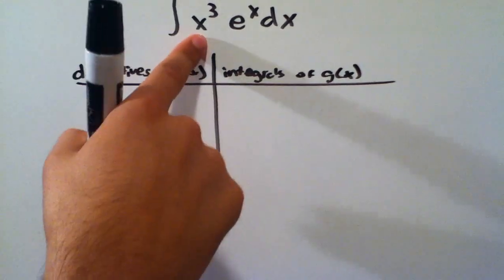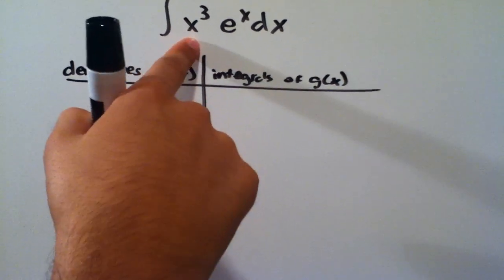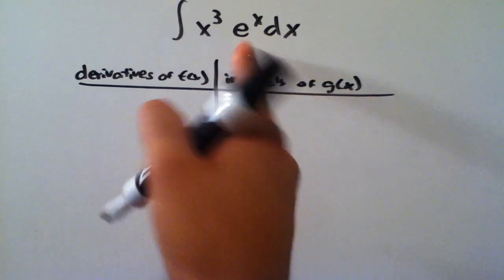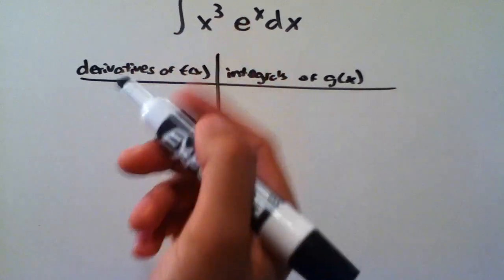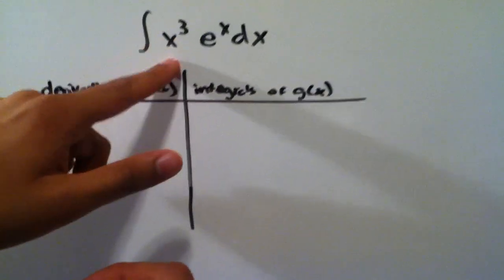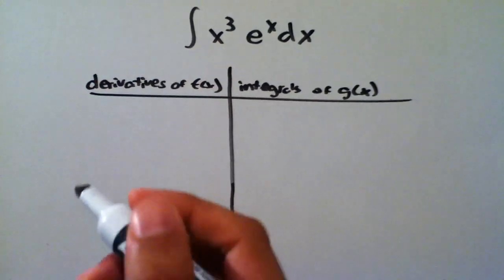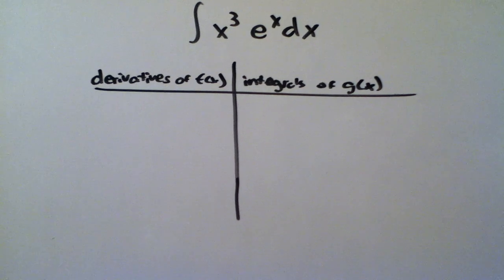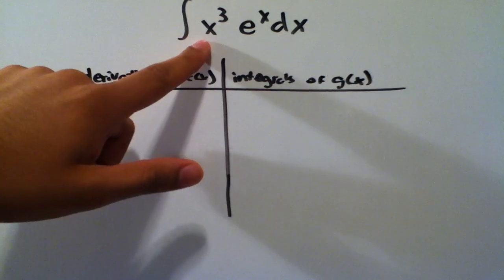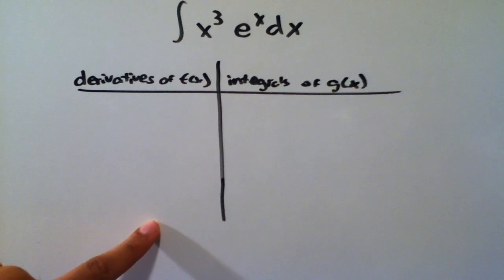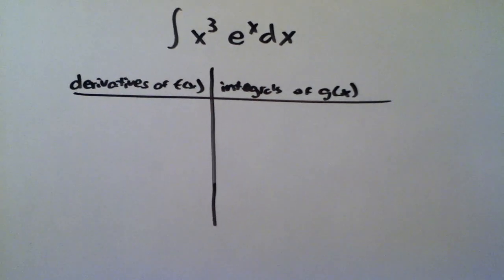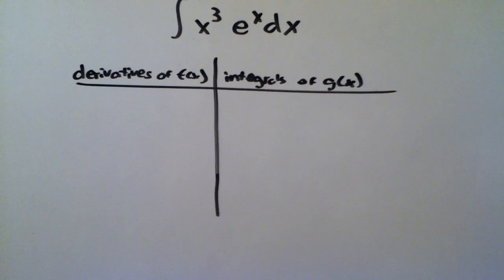So like I was saying, f of x in this case is x cubed, and g of x in this case is e to the x, and I pick it that way. I could say it the other way around, but that wouldn't work, because x cubed is something that if differentiated repeatedly will reach 0, and e to the x is something that's easy to integrate over and over, since the integral of e to the x is always e to the x.